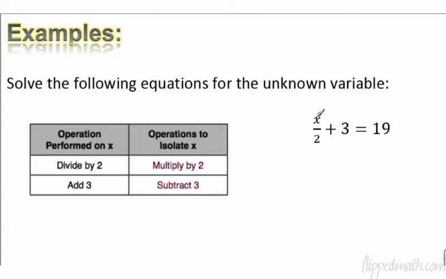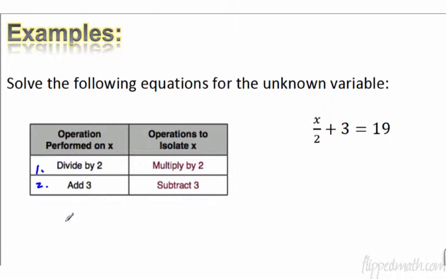The first thing we do to x in this equation is we divide by 2, and then we add 3. You can see those two different rows right here. If we want to work backwards and figure out what x was before we started this whole process, we have to undo the last step. The last step was adding 3. We need to undo that by subtracting 3.